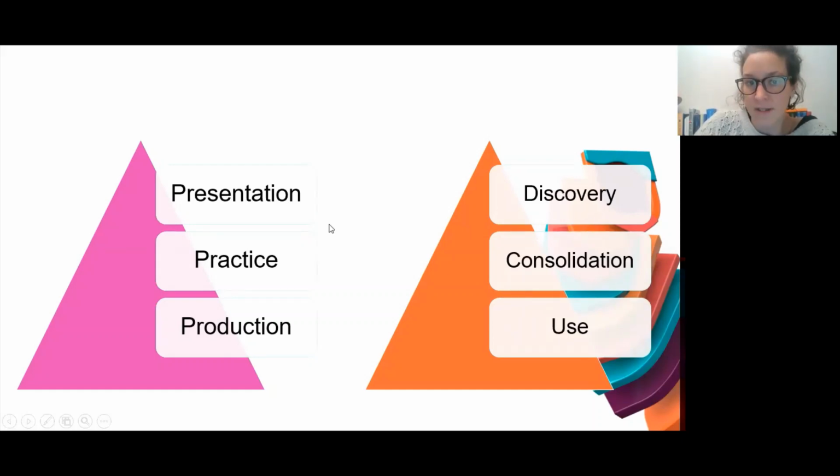But they are different. Presentation and discovery are quite opposite. Practice and consolidation are quite the same, but very often presentation leads not to production, but to representation, reproduction. And this is not what we need from our students in this century. We need students to think not just critically, but also to think reasonably, to think logically. Yeah, because critically, it's when you can ask questions. You don't trust everything you're told.